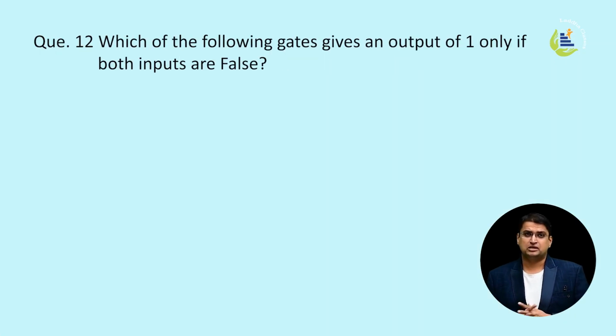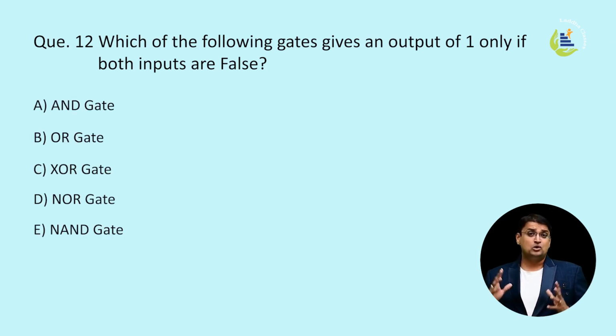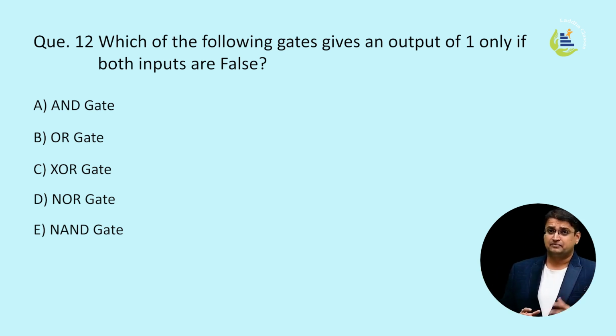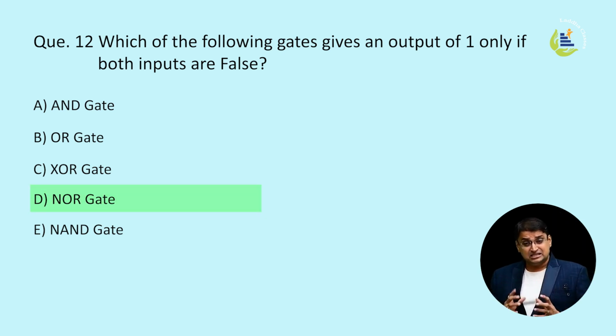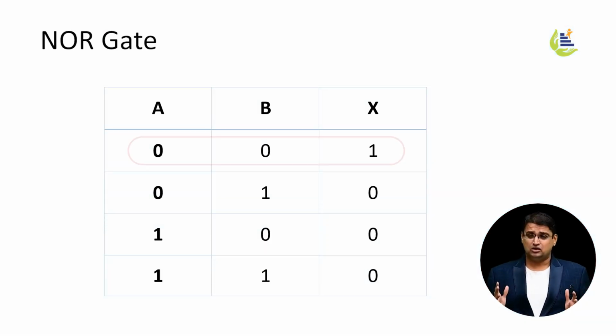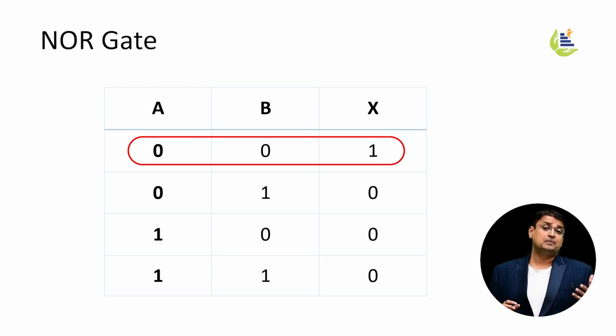Question 12. Which of the following gates gives an output of 1 only if both inputs are false? Options are AND, OR, XOR, NOR, NAND. Correct answer option is D, NOR gate. Because a NOR gate returns 1 only if both inputs are false. It is the opposite of the OR gate, which returns 1 if any input is true. Other gates do not give an output of 1 only when both inputs are false.